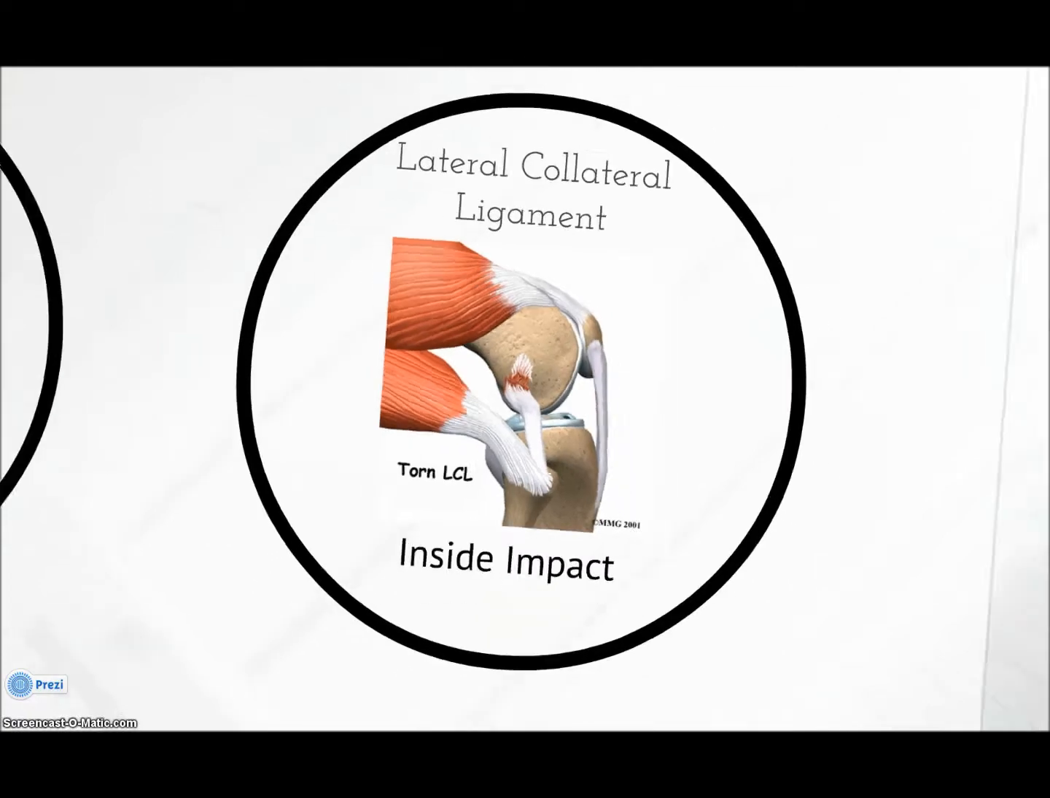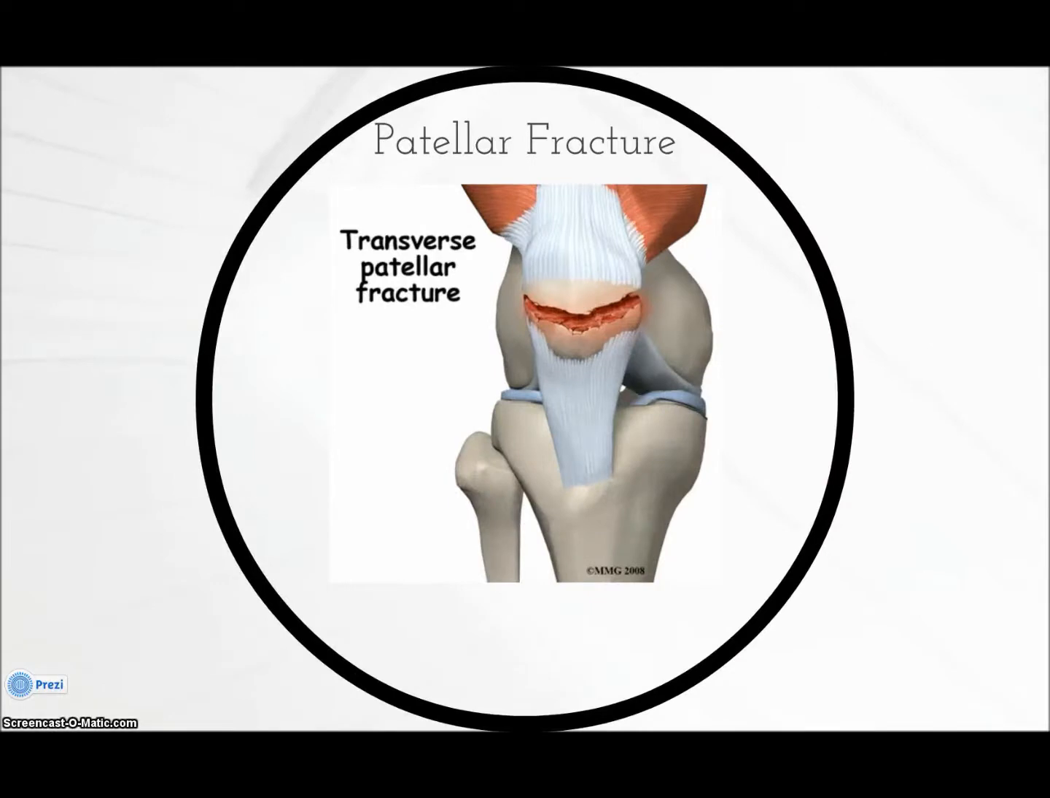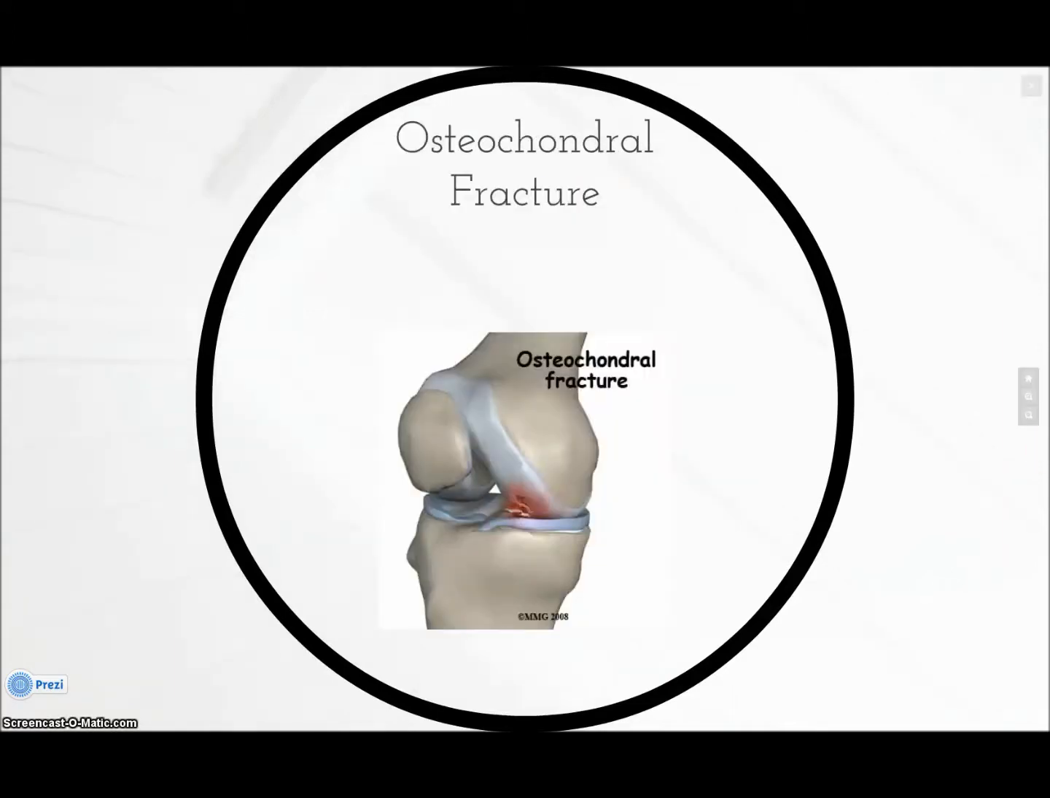The next type of injury we are going to be looking at are injuries to the bones in the knee. A patellar fracture involves a cracked kneecap. These can range in severity from hairline cracks to the rather gruesome illustration shown here of a completely destroyed kneecap. An osteochondral fracture occurs under the same conditions as an ACL tear, namely twisting and/or high impact situations, and just involves damage to the cartilage and underlying bone on the head of the femur.